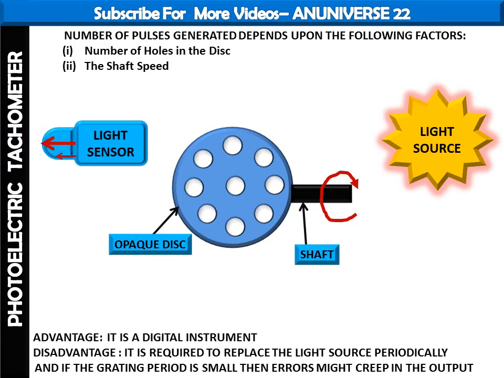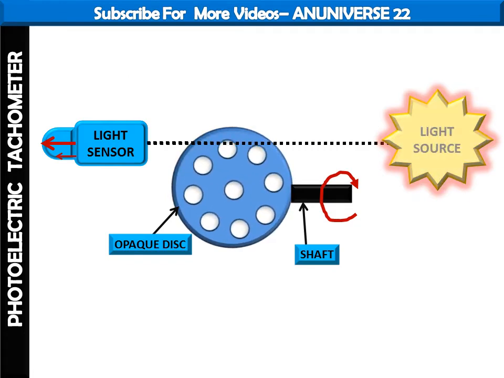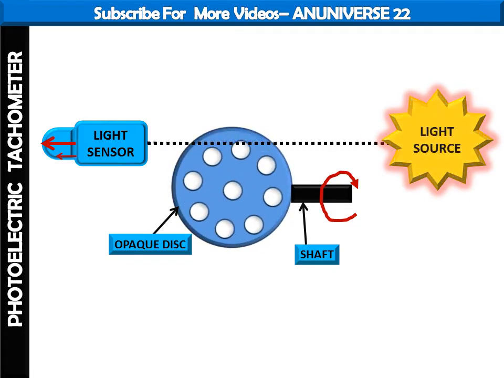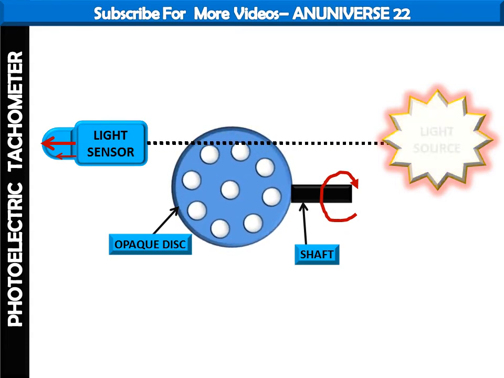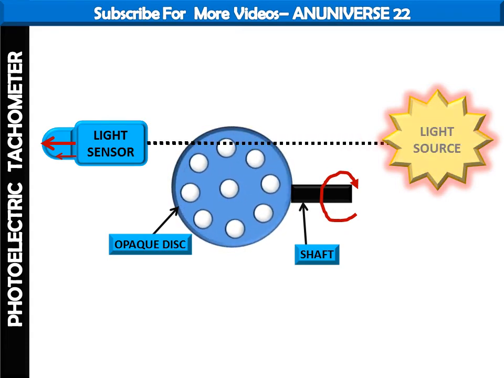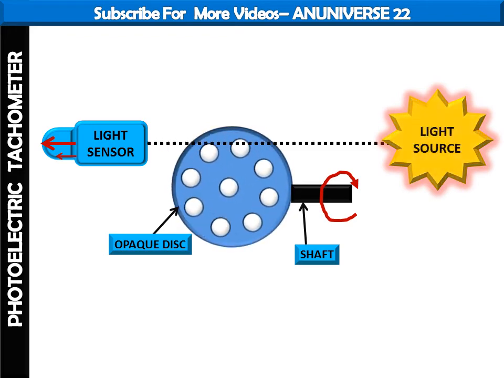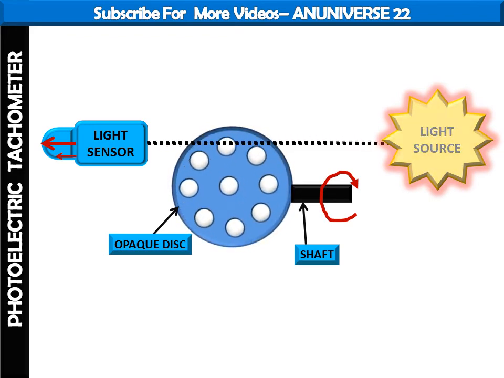This is the light sensor. It may be a photosensitive device or photo tube in line with the light source. So on the rotation of the disc, holes and opaque portions of the disc come alternately in between the light source and light sensor, as we can see.